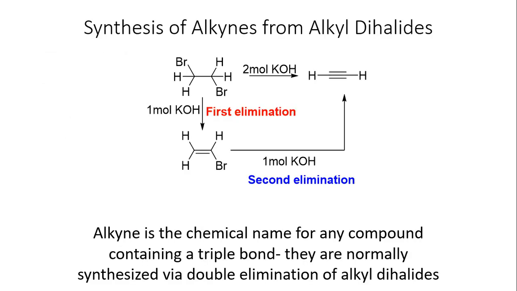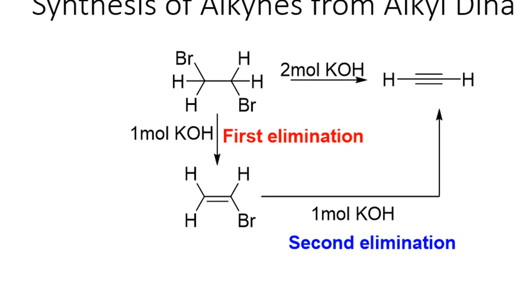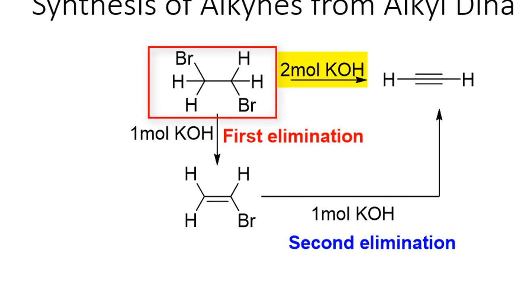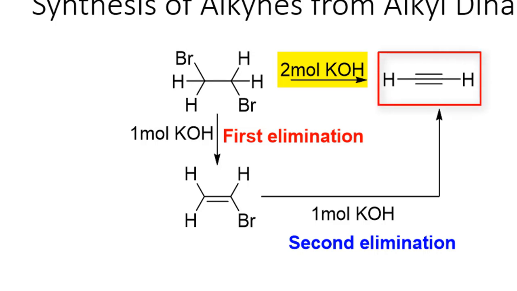How do you make alkynes? Well, first of all, if you look here, this is an alkyl dihalide, and so if you treat that with 2 equivalents or 2 moles of potassium hydroxide, you can get an alkyne from that via a double elimination.